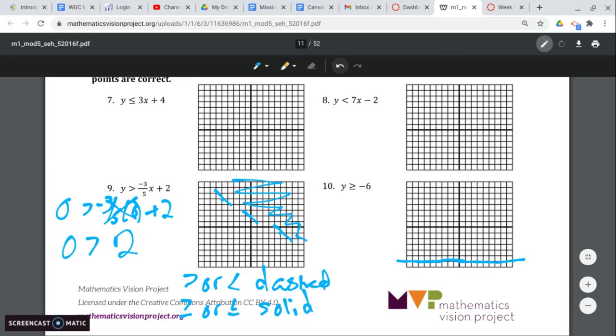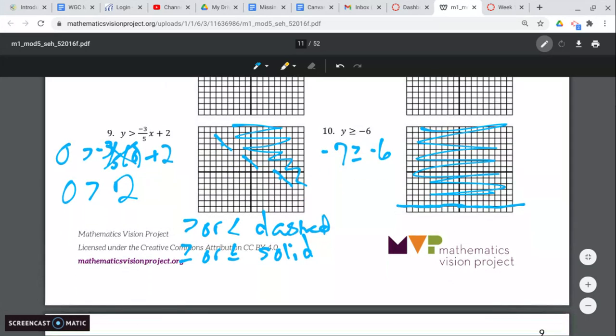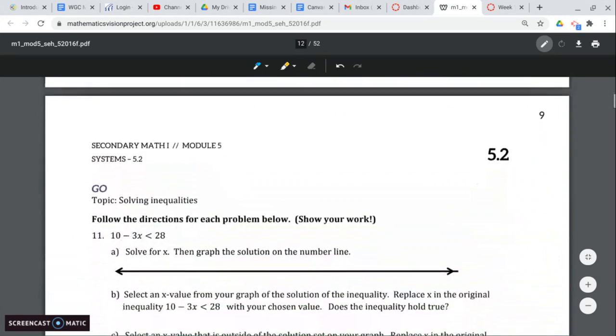Now, what we need to determine is which direction do we need to shade this, above or below? Well, if we pick -7, is -7 greater than or equal to -6? No. It's everything above. So that is what you're looking at there. So make sure you are very careful with your lines and whether or not they're solid or dashed. That's very crucial in this.